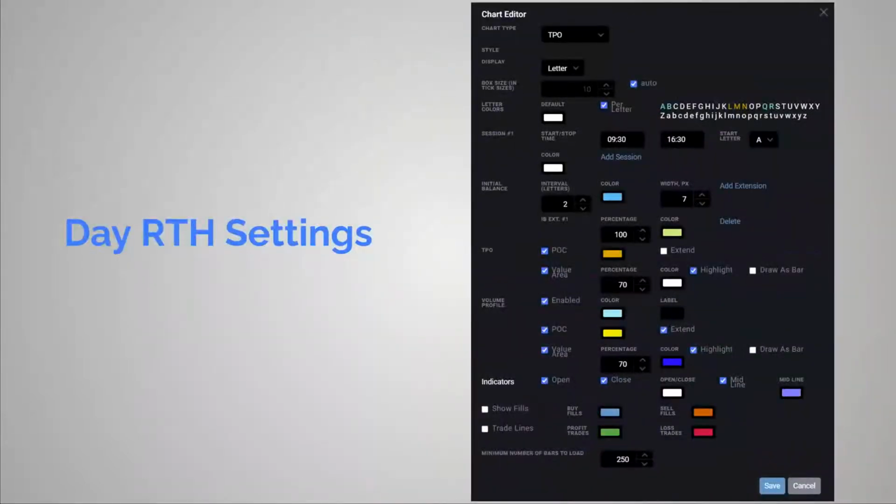Let's see what else. These are just my RTH settings. This is all my settings. Again, I'm not holding anything back here. I just want you to see how I set these up. Other than that, that's what I had.